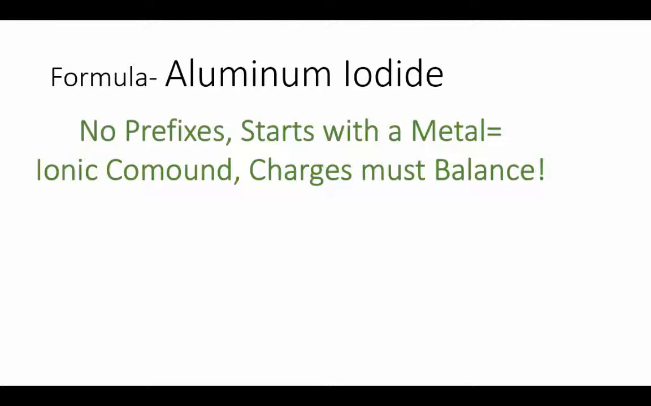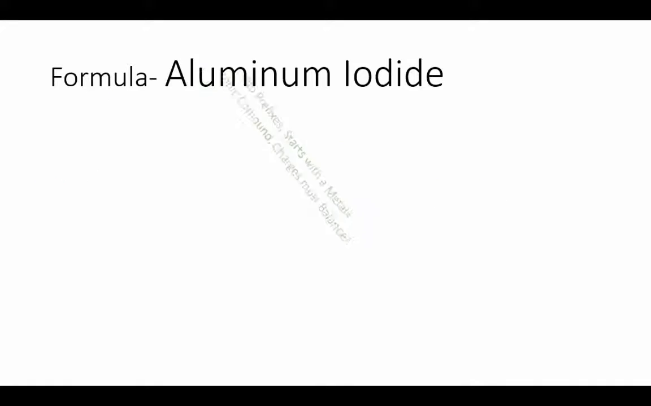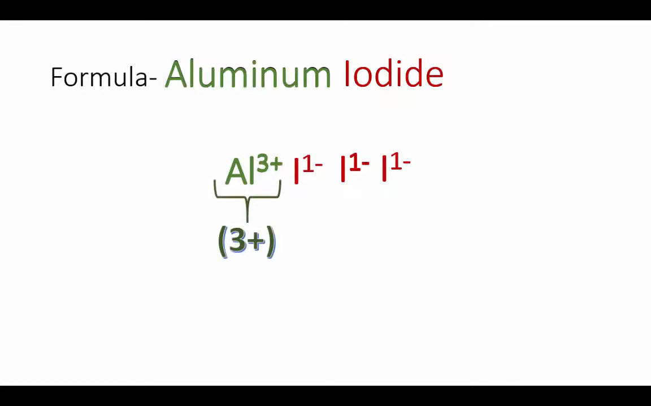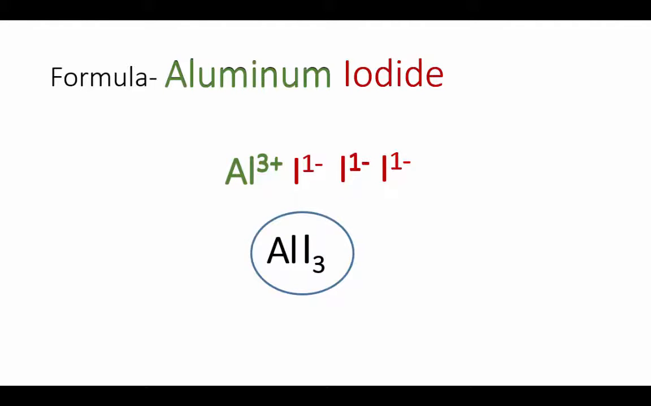A third example here, I have aluminum iodide, and you'll notice right away there's no prefixes in that formula, and it starts with a metal. That means that this is an ionic compound, and to write the formula correctly, the charges must balance. Talked about that in the previous 2 videos. Aluminum is 3 plus, iodide is 1 minus. Those charges don't balance to 0, so I'm going to need another couple iodide here, and that gives me a net charge of plus 3 and a net charge of minus 3. The charges balance out to 0, and the formula is AlI3.